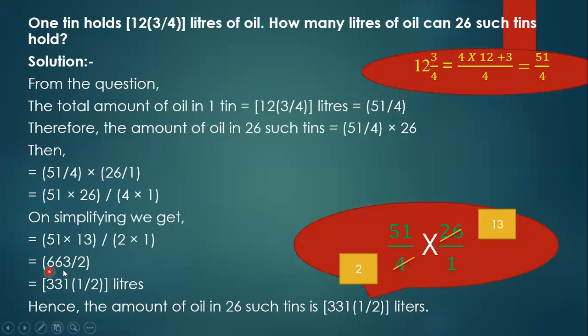Okay. So when we divide 663 by 2, 331 times comes 662. 1 is the remainder.